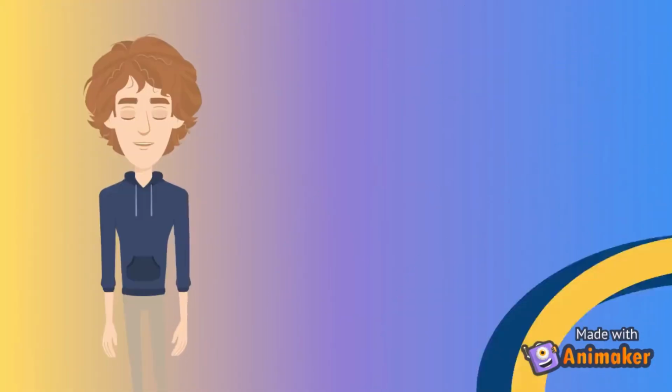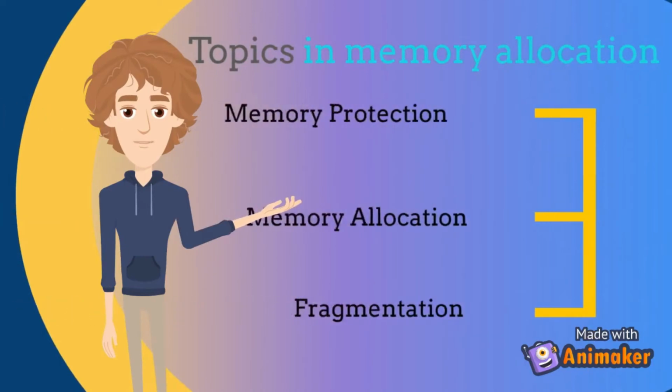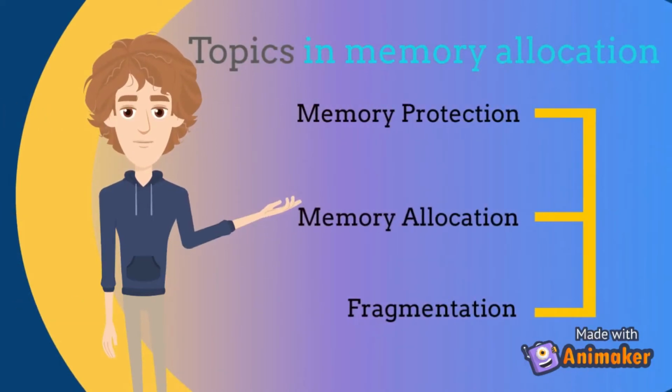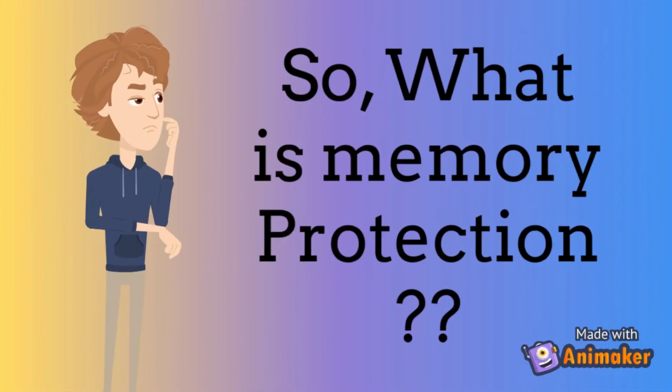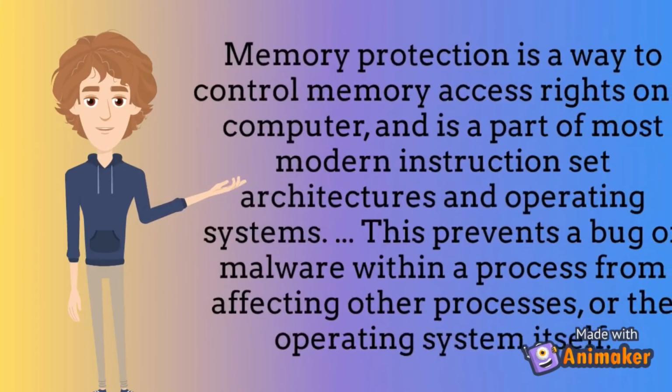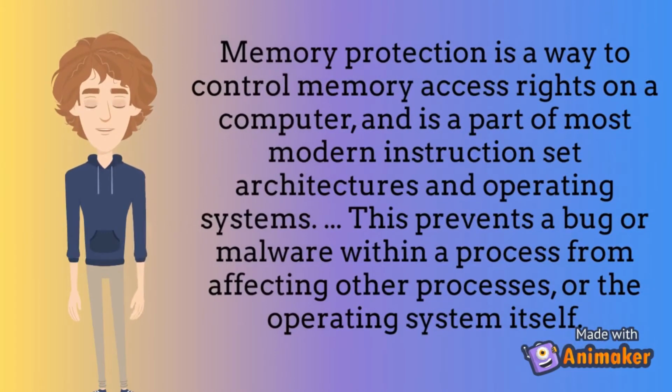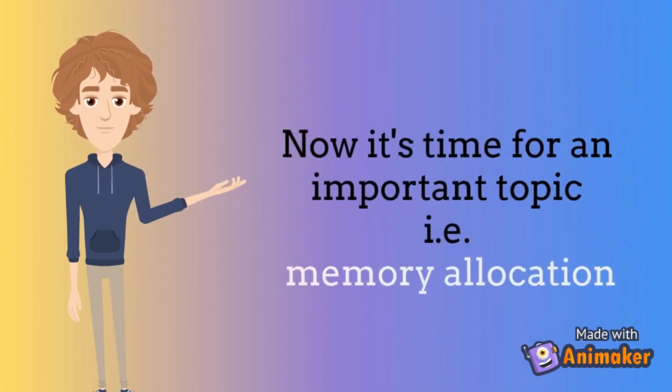Now comes the turn for memory allocation. The topics which we'll cover in memory allocation are memory protection, memory allocation and fragmentation. So what is memory protection? This basically means when you need to protect your system from third party applications or third party software which may harm the other processes. This is known as memory protection.